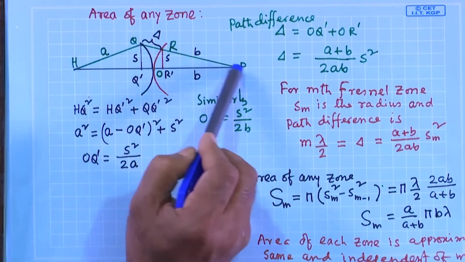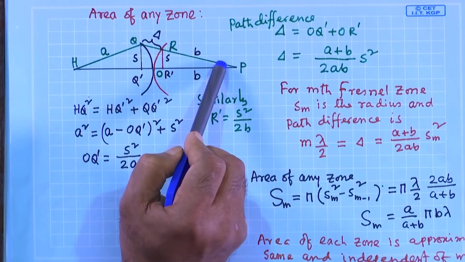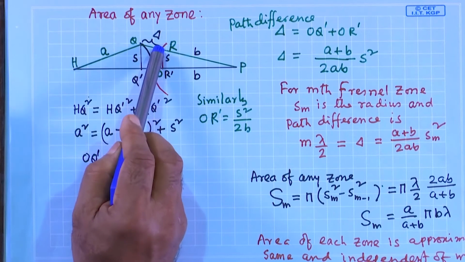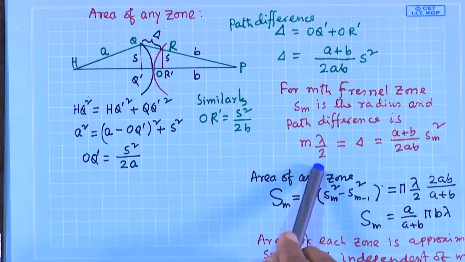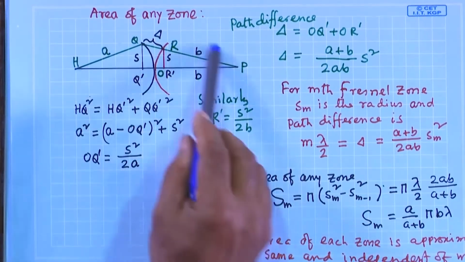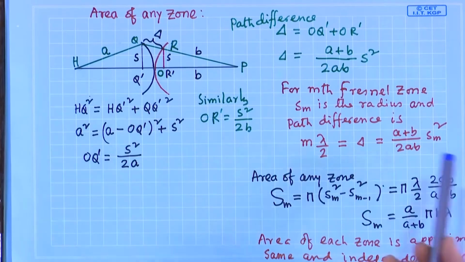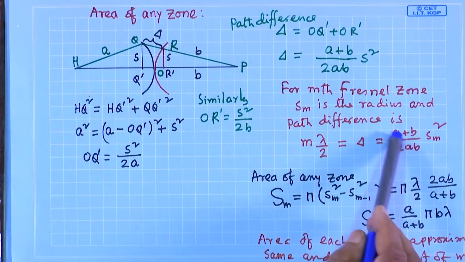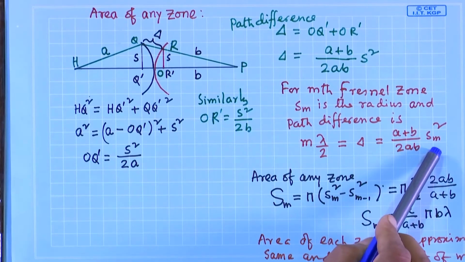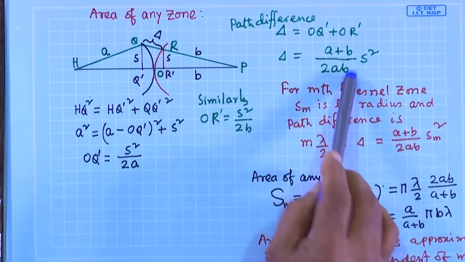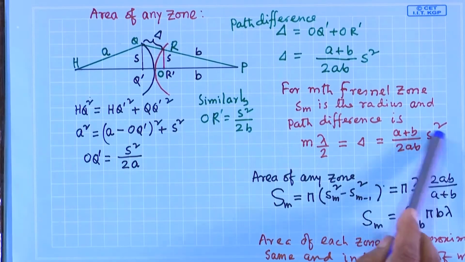So this one will be m into lambda by 2. Okay. So the path difference, this del, is m lambda by 2 equal to del. And what is del that we have calculated? It depends on A, B, and which zone we are considering, of course. So for the mth Fresnel zone we can write this.